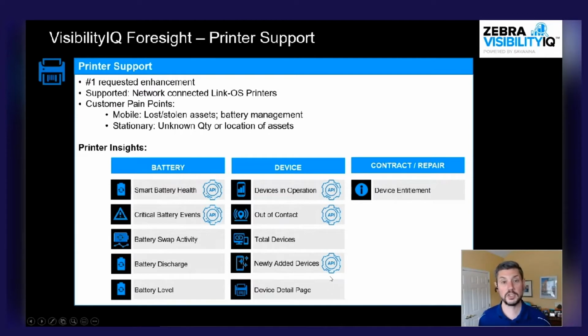And then newly added devices is really focused in on when you have new deployments, or if you have devices coming back from repair, when are they being received and turned on in the location, and then when are they actively being used after being connected back into that location, so that we can start giving better insights into some of those rollouts to make sure the companies are getting the return on investment for what they have there.